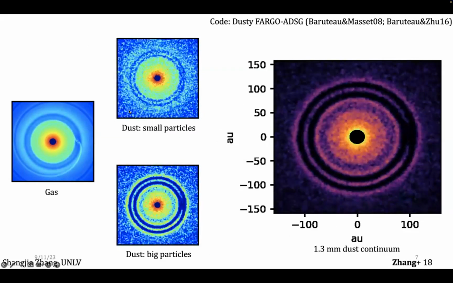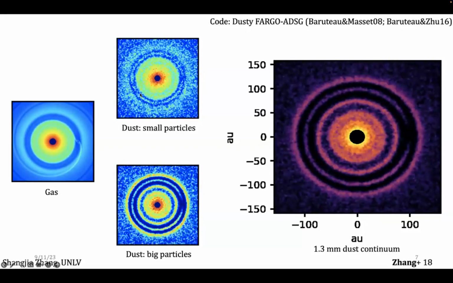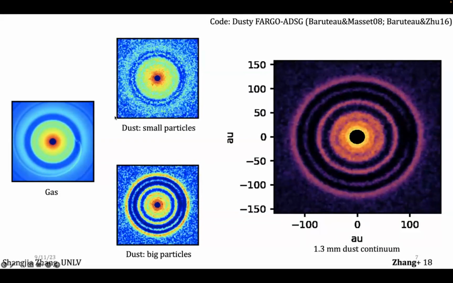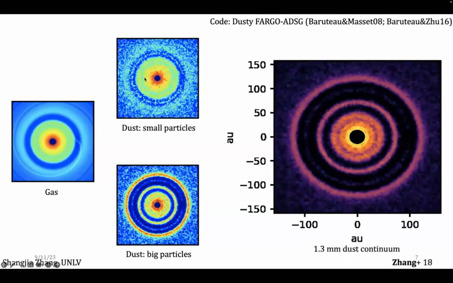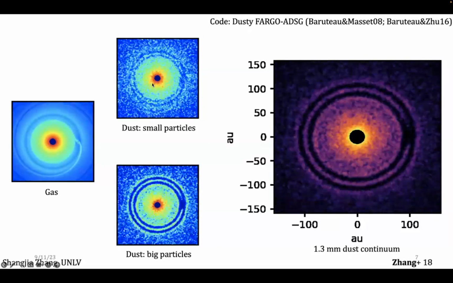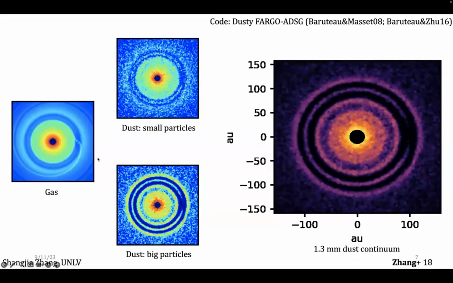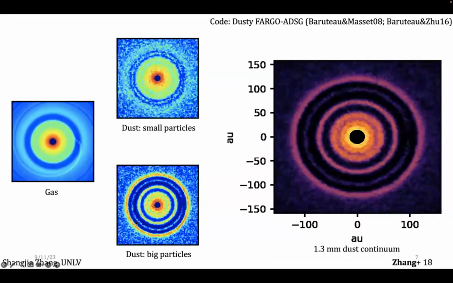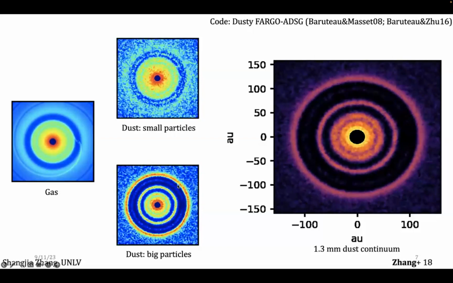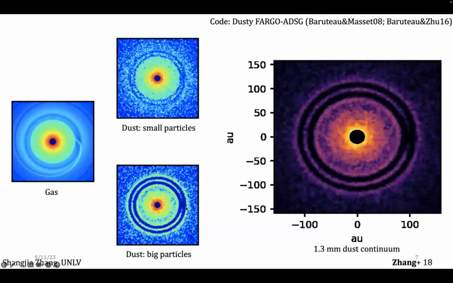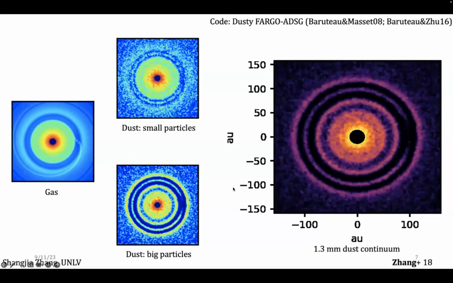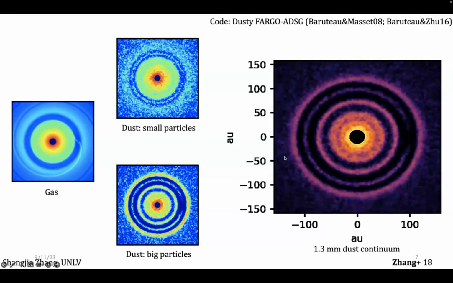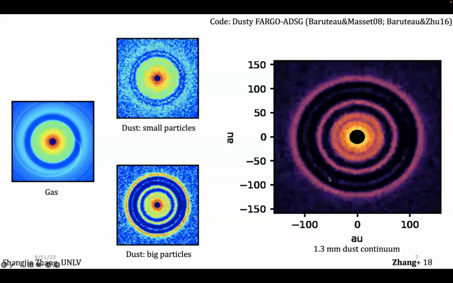But the trapping efficiency is also highly dependent on the particle size. When your particle size is very small, you can see that the morphology of the dust is more or less the same as the gas. But the big particles are very efficiently trapped at the gap edge, so you'll see more prominent gaps and rings. And if you observe this kind of big particles at ALMA wavelengths, you would expect something like this.